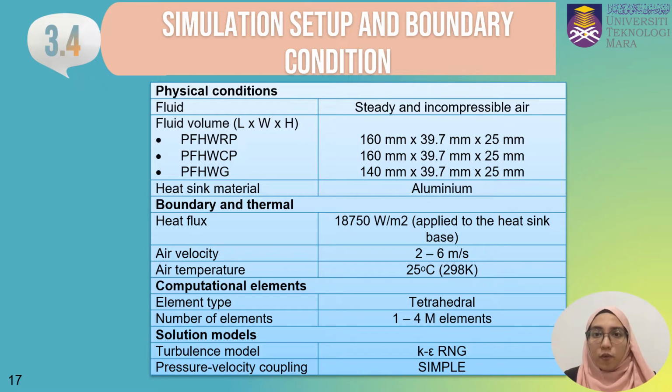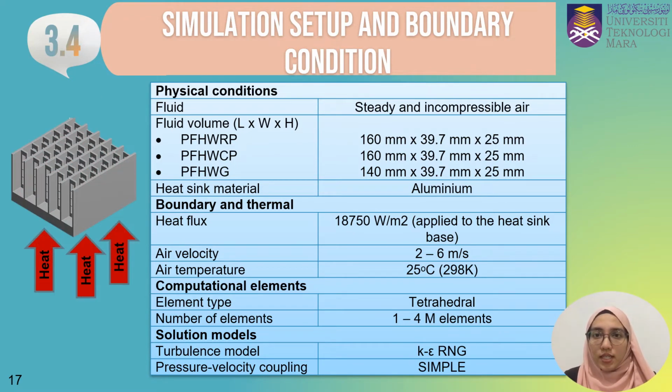The heat flux that was applied at the bottom part of the heat sink is 18,750 watt per meter square. The inlet velocity of the fluid is set at 2 meter per second to 6 meter per second. The air temperature was set at the inlet is 25 degrees Celsius, that is equal to 298 Kelvin. The number of elements that was analyzed is between 1 to 4 million elements. And then the turbulent model that was used is K epsilon RNG. The last one is the pressure velocity coupling, that is simple model.